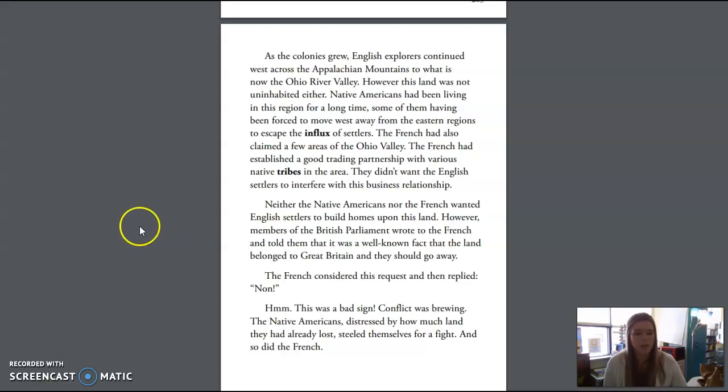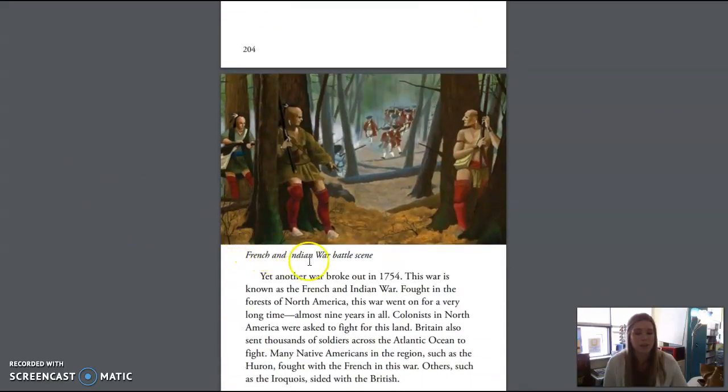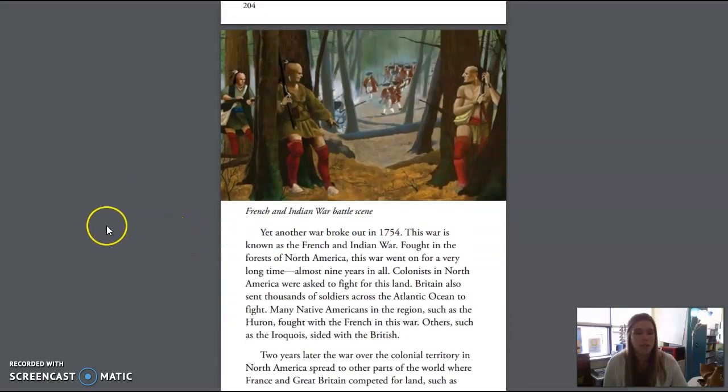Conflict was brewing. The Native Americans, distressed by how much land they had already lost, steeled themselves for a fight, and so did the French. This is a French and Indian war battle scene. Yet another war broke out in 1754. This war is known as the French and Indian War.